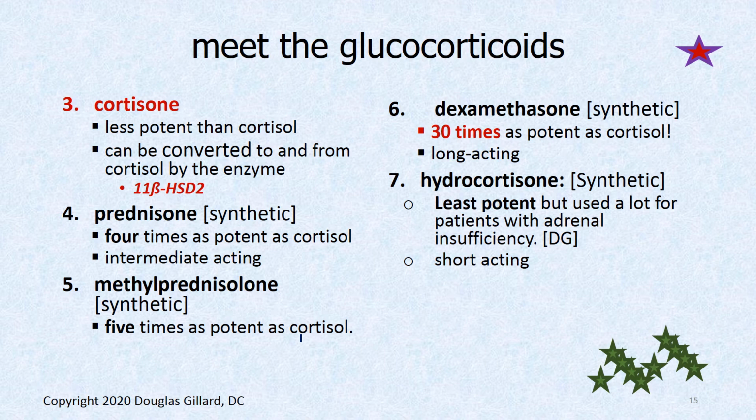Prednisone is the classic one for sciatica and chronic back pain. Primary docs know that one and do prescribe it. It's 4 times as potent as cortisol, so it's much stronger. Methylprednisolone is 5 times. It's about like prednisone. It's got an extra methyl group on the molecule.